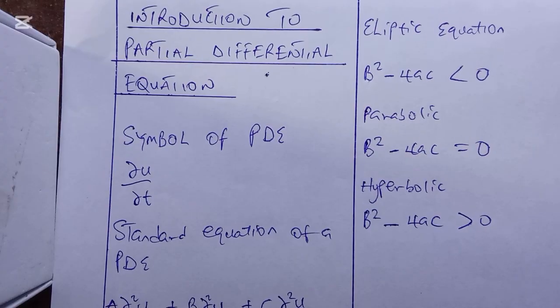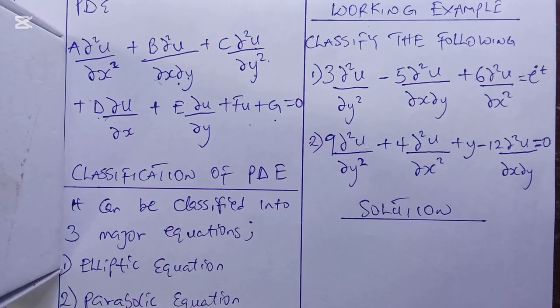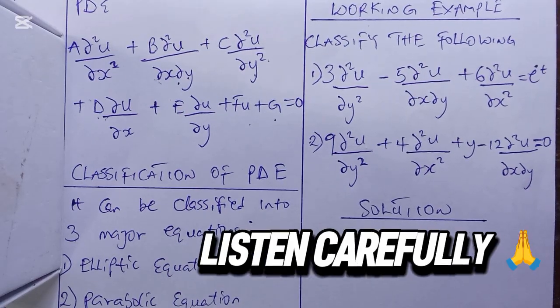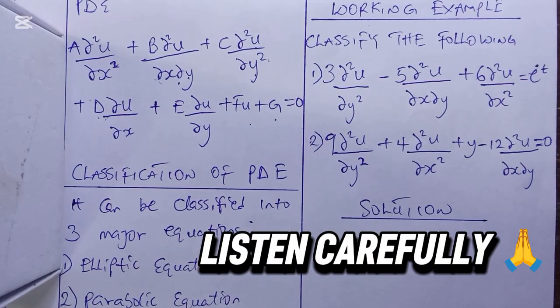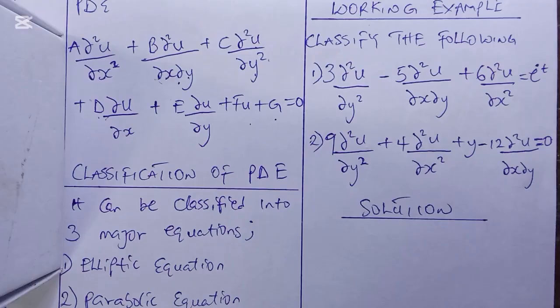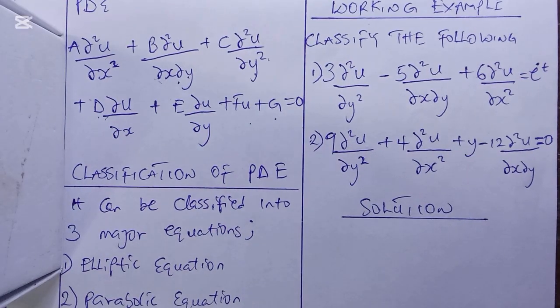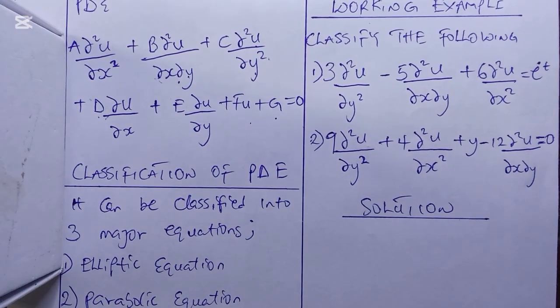Let's get to that. Guys, we have 2 examples here. The first example says, classify the following. Number 1, 3 partial square u over partial y square minus 5 partial square u over partial x partial y plus 6 partial square u over partial x square equals e to the power t.